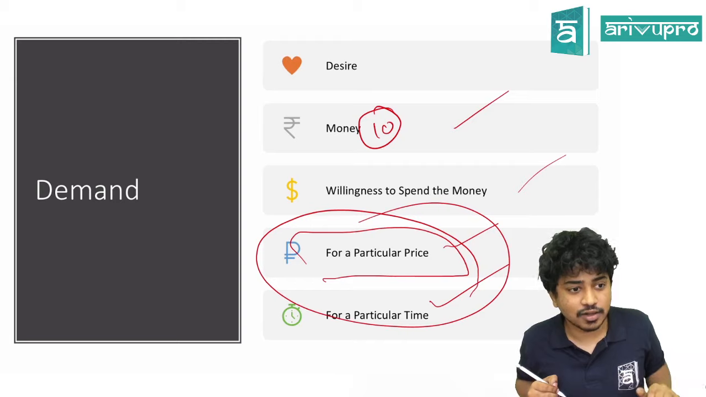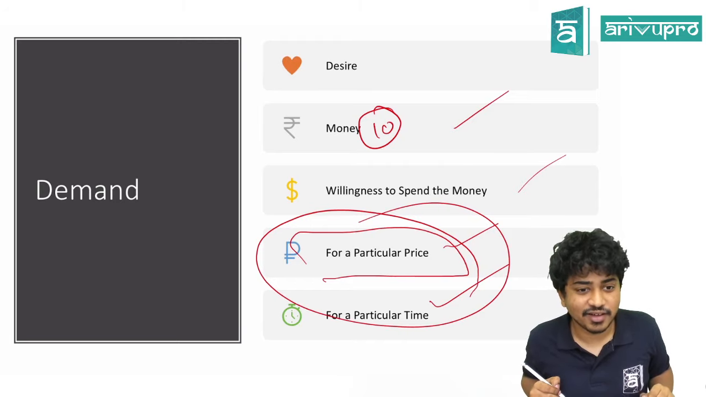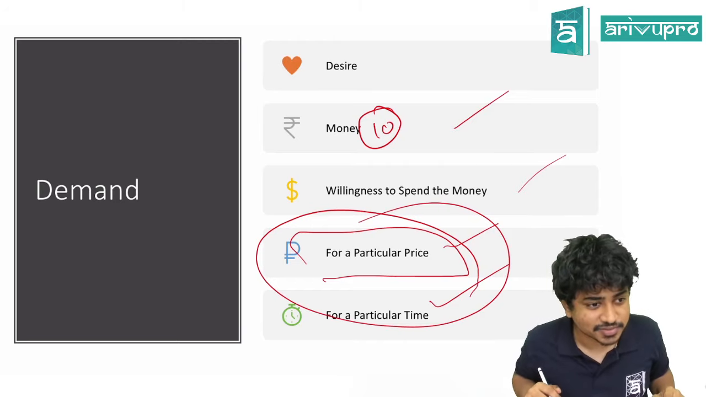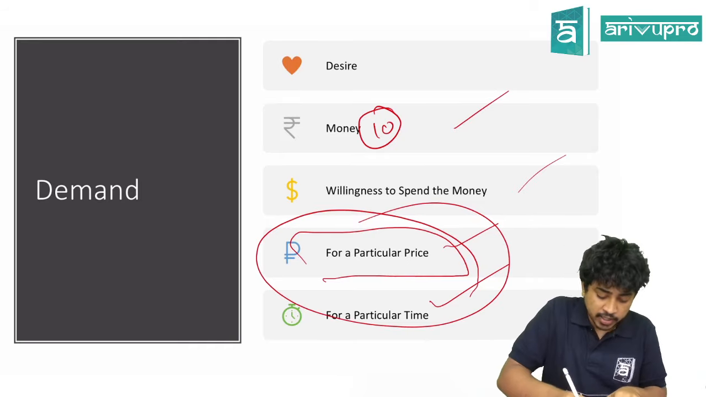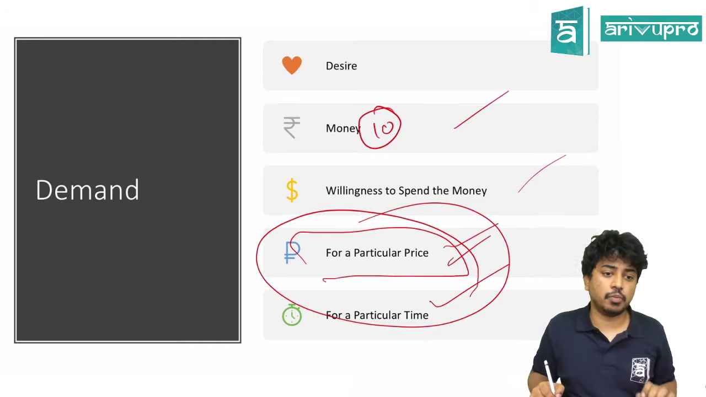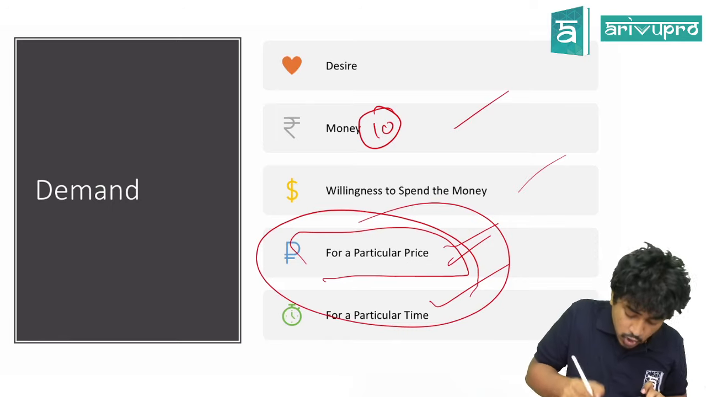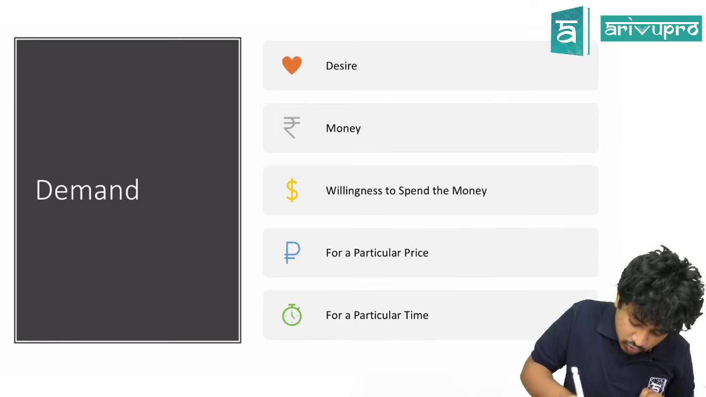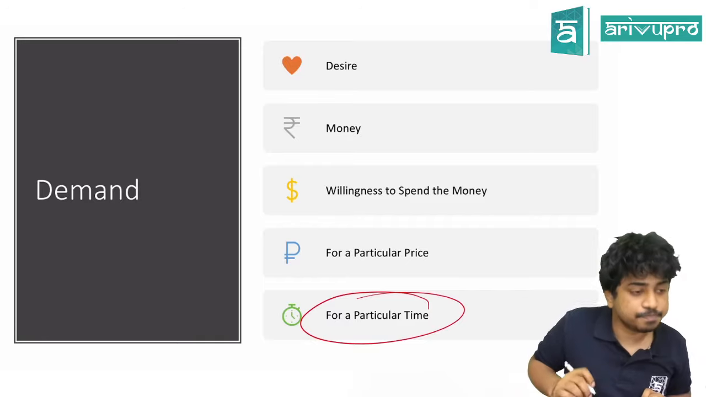If I say 10 crores, will you buy a potato? You won't have money itself. That is a loss. Okay. So demand is always expressed for a price. Okay. Now, particular period of time. We'll come to particular period of time.